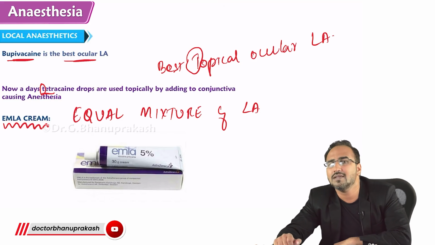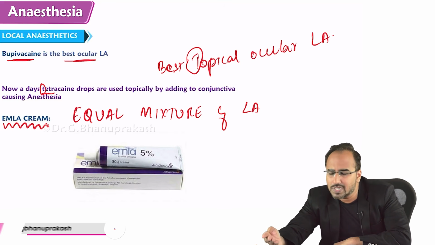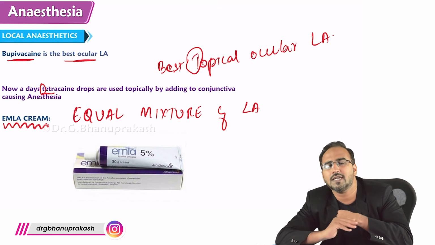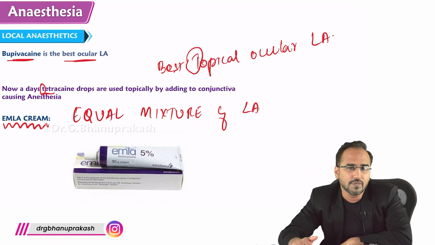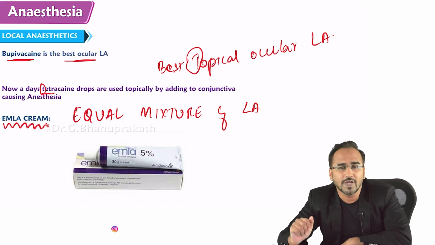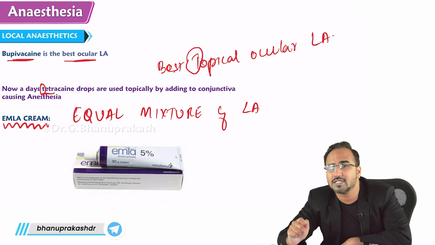EMLA, what is EMLA? Equal mixture of two local anesthetics. What two local anesthetics are there in EMLA? Lignocaine 2.5% and Prilocaine 2.5%. You take this cream, you apply it on the patient's hand, and then you wait for 1.5 to 2 hours. Why? Because the onset of EMLA takes 1.5 to 2 hours.